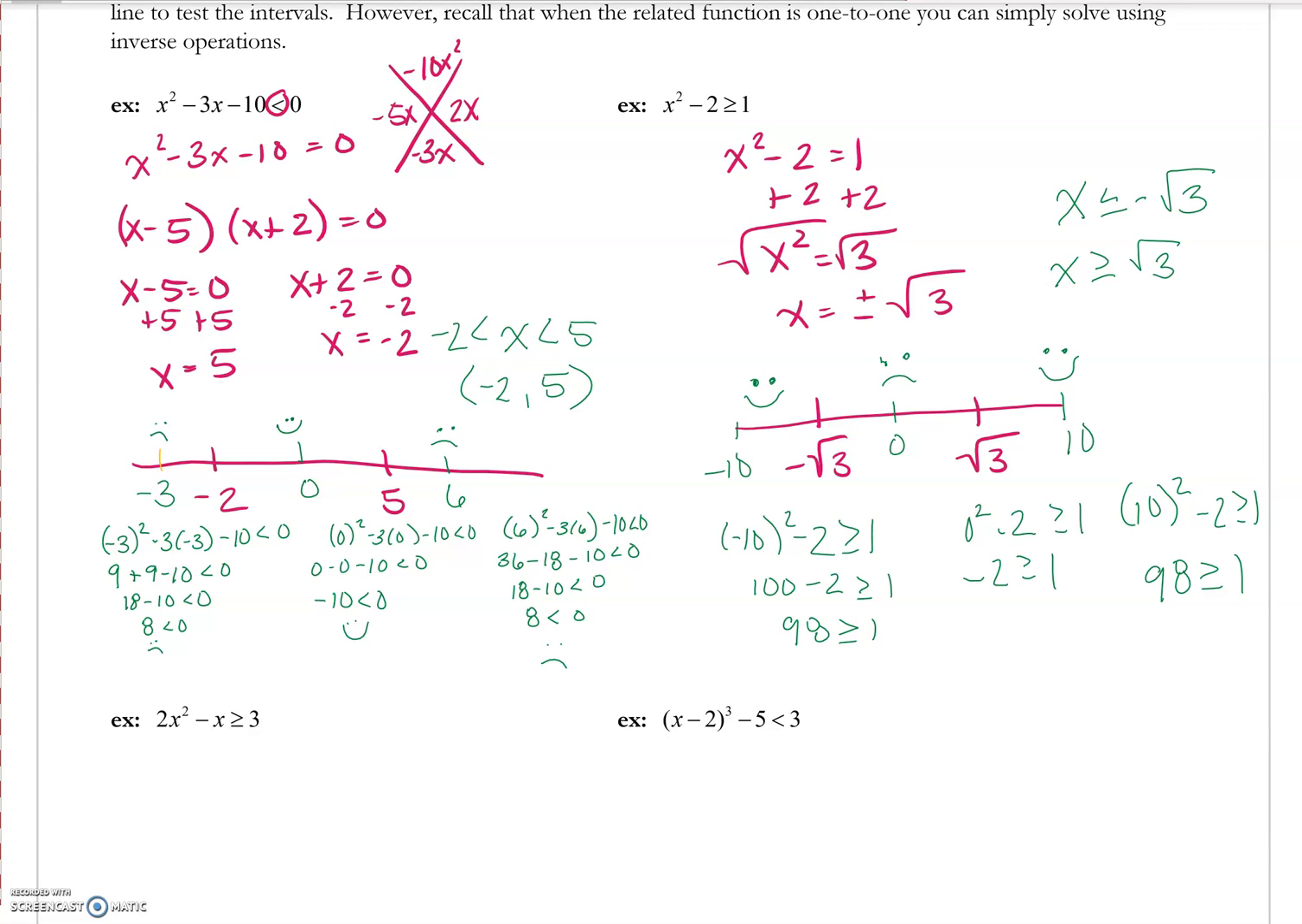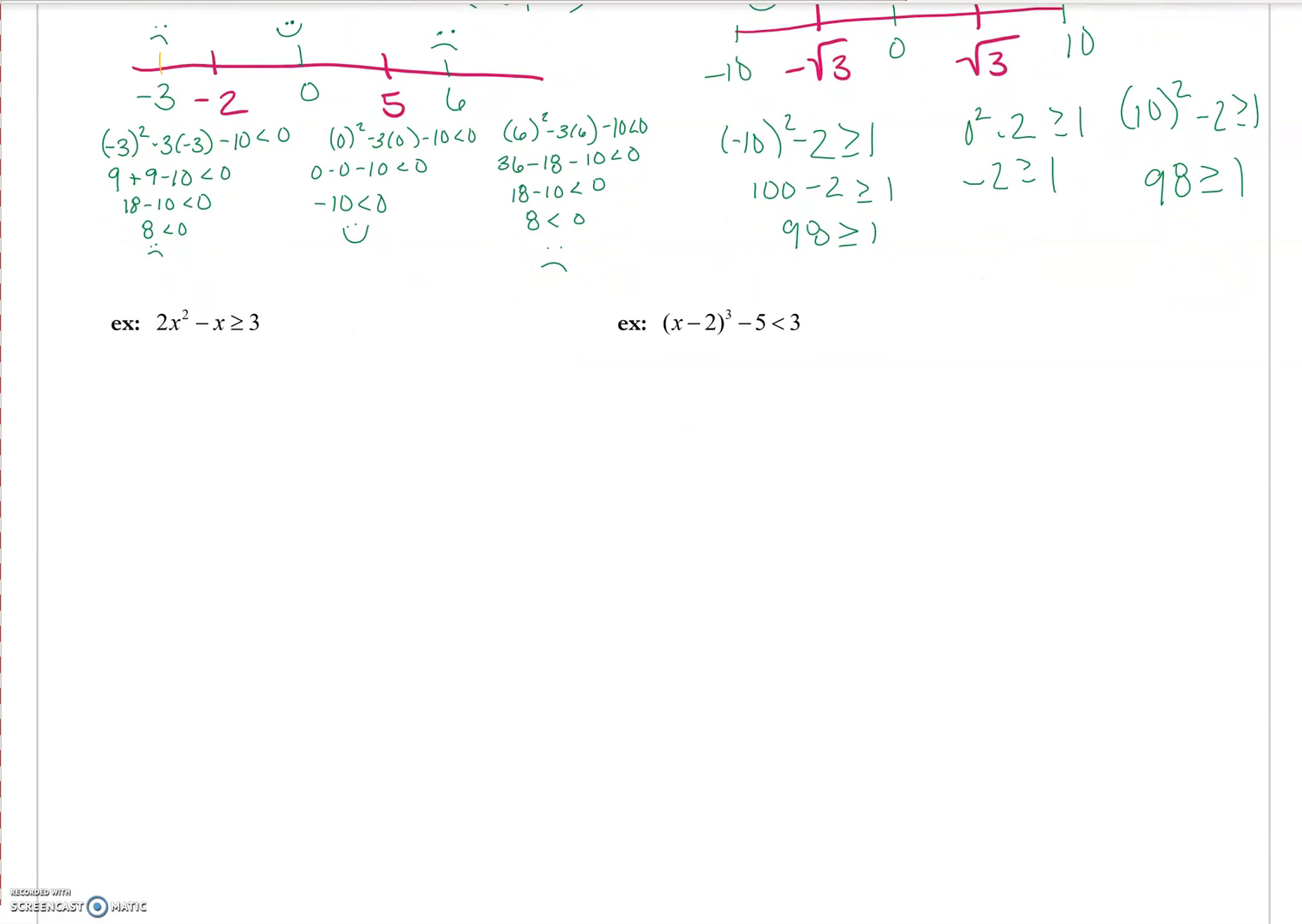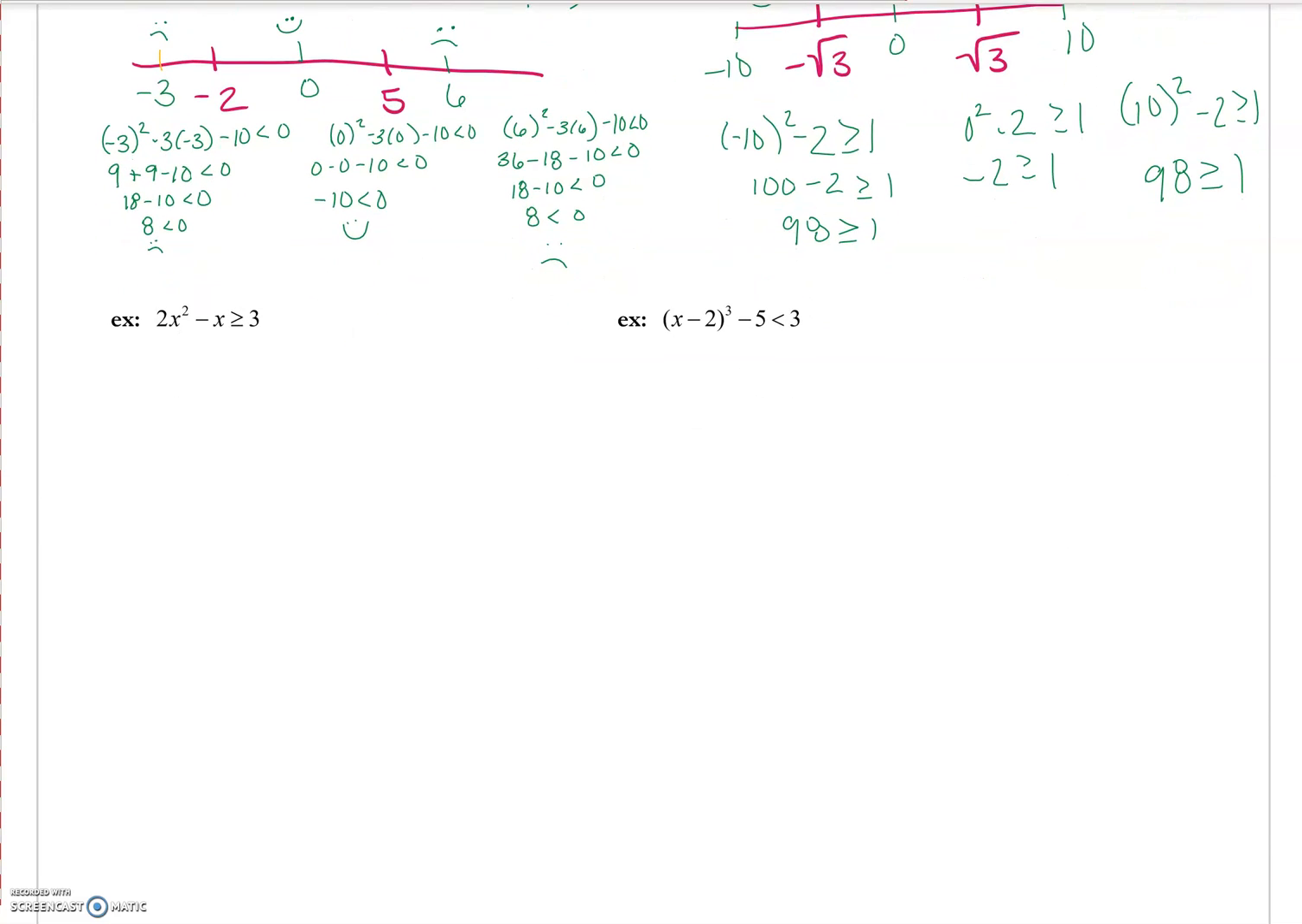If I wanted to write this in interval notation, I would say that my solutions go from negative infinity to negative square root of 3, union, and that actually needs to be a hard bracket because we're including that square root of 3, union, positive square root of 3 to infinity. Moving on to my next one.